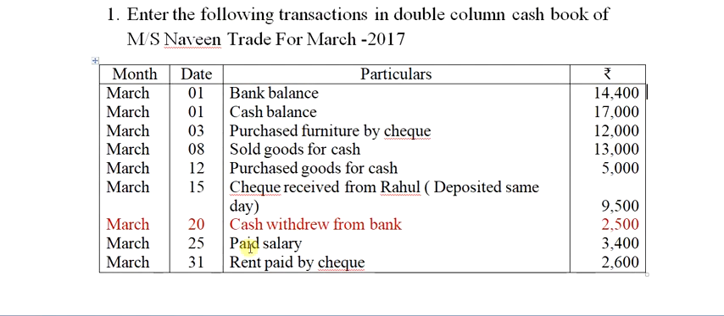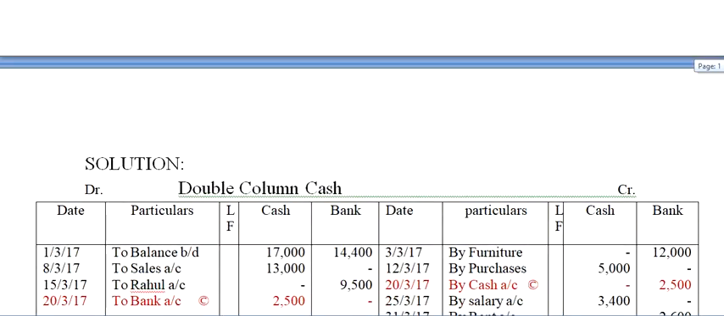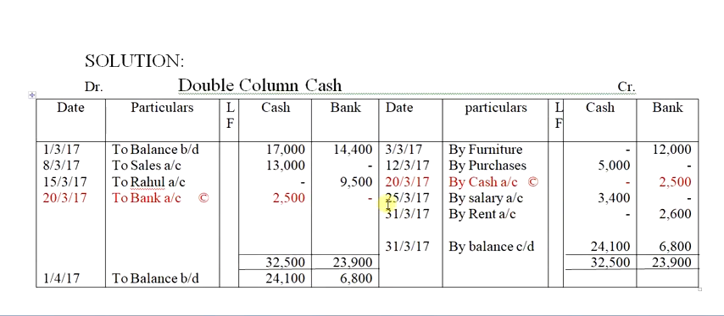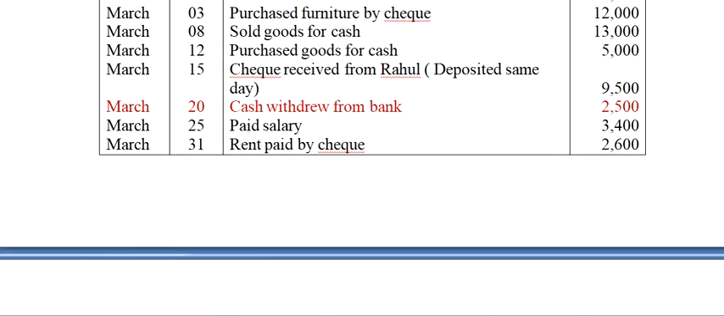Again March 25th, paid salary 3,400 is there. So paid salary means what happens? Our cash balance reduces. So how much? 25/3/2017 by salary account 3,400, my dear students.